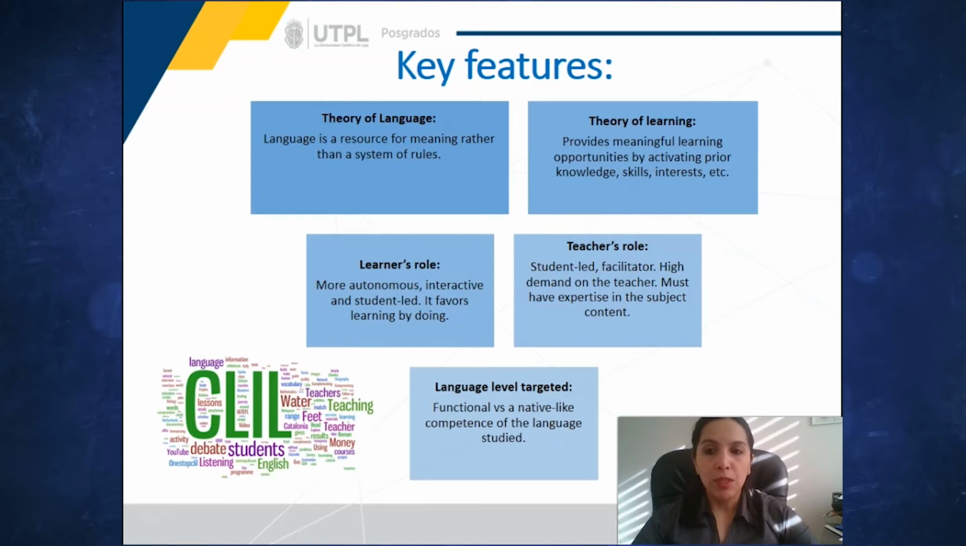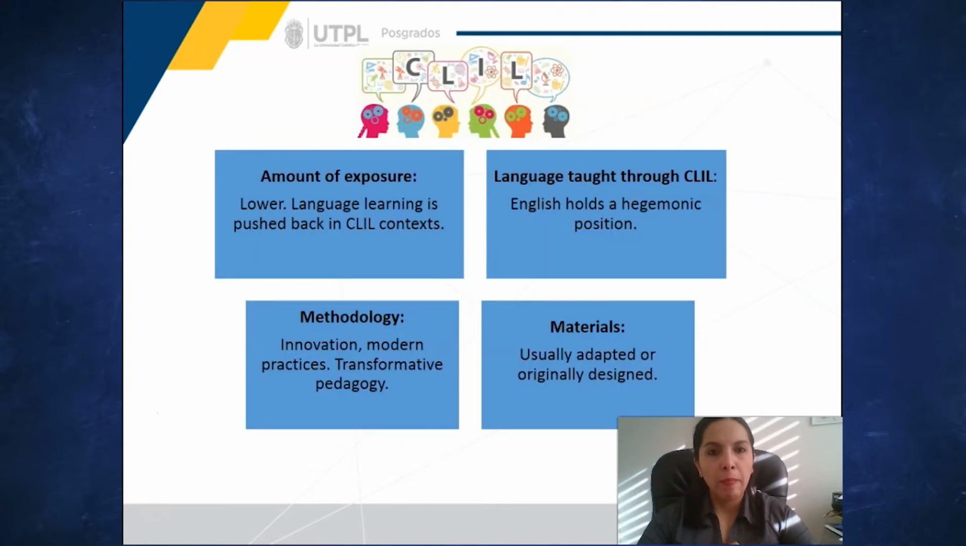And this is in harmony with the language level targeted. We don't want our students to be native-like speakers of the language, but we simply want them, as a goal in CLIL, to reach a functional competence of the language, which allows them to communicate, to study, to work, to function abroad. The amount of exposure to the language in this sense is also lower. Students learn it at a later age.